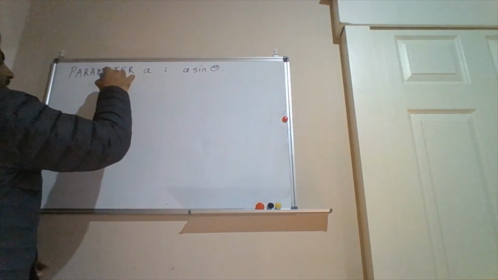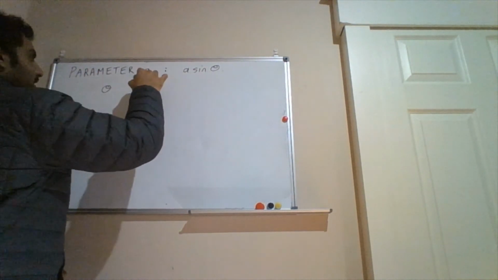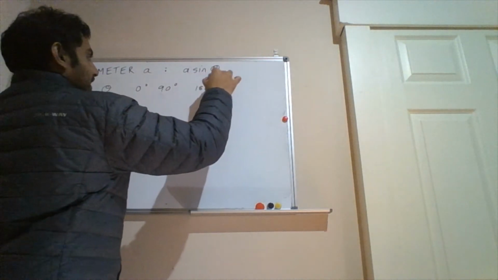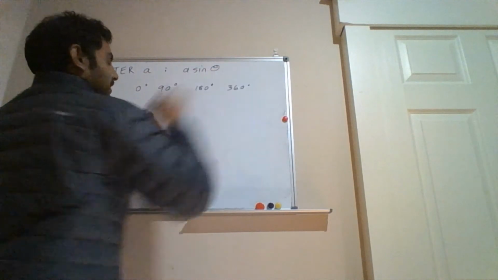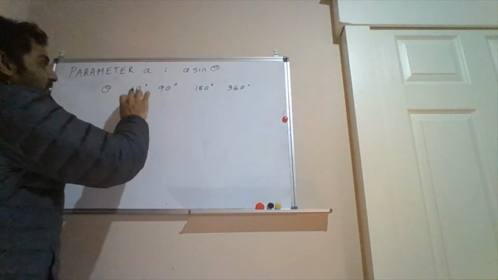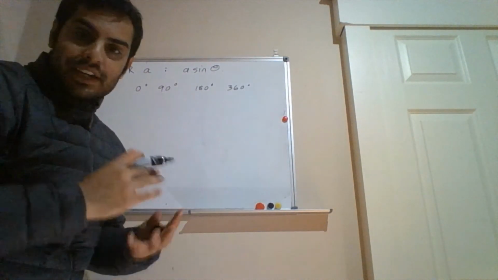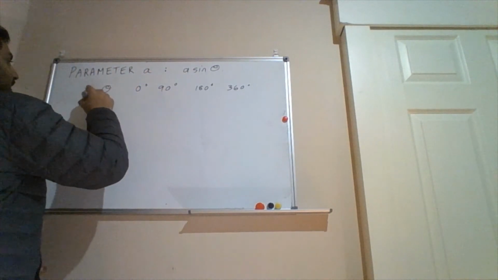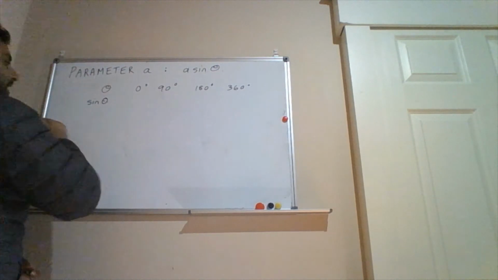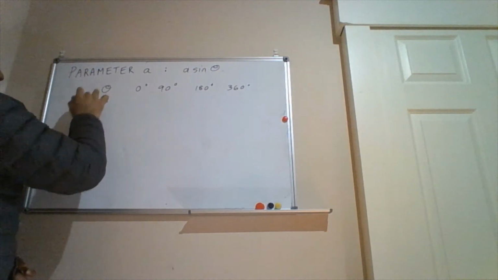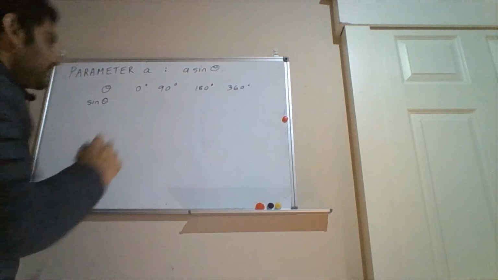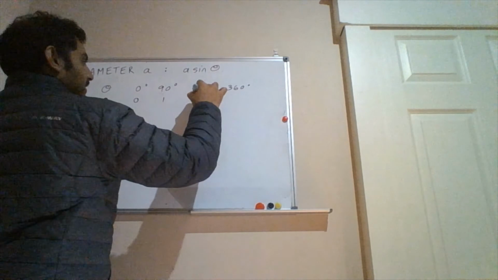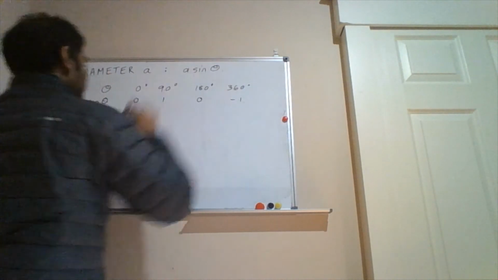Okay, so let's get some values for theta: 0, 90, 180, 360. So remember, when our range goes from 0 to 360 degrees, we're capturing one full sine wave. Okay, let's have the function sine of theta. So for sine of theta, the value of a is 1. Okay, our values are 0, 1, 0, minus 1.